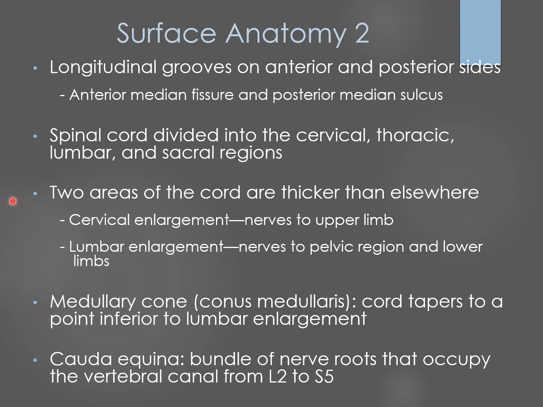There are 2 areas where that spinal cord is enlarged. We have a cervical enlargement that's going to supply nerves to your upper limbs. We have a lumbar enlargement that is going to supply nerves to the pelvic region and the lower limbs. We have what we call a medullary cone, and that's simply where the spinal cord tapers to a point. And it's inferior to the lumbar enlargement. We'll look at a pic shortly. Then we have the cauda equina. That's a bundle of nerve roots that occupy the vertebral canal, and that's from L2 to S5.